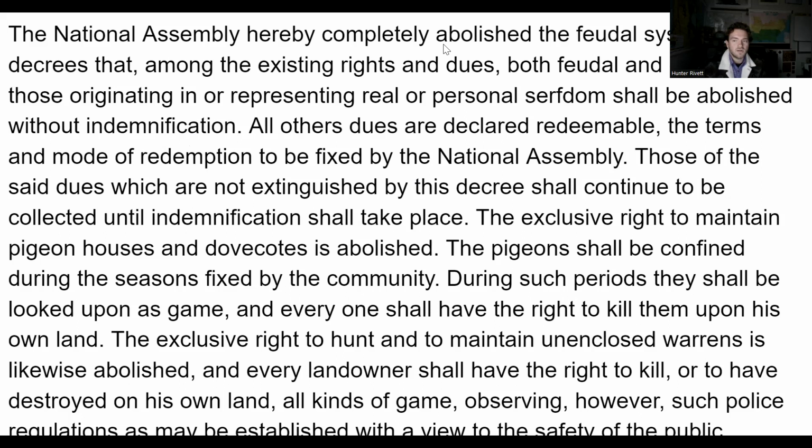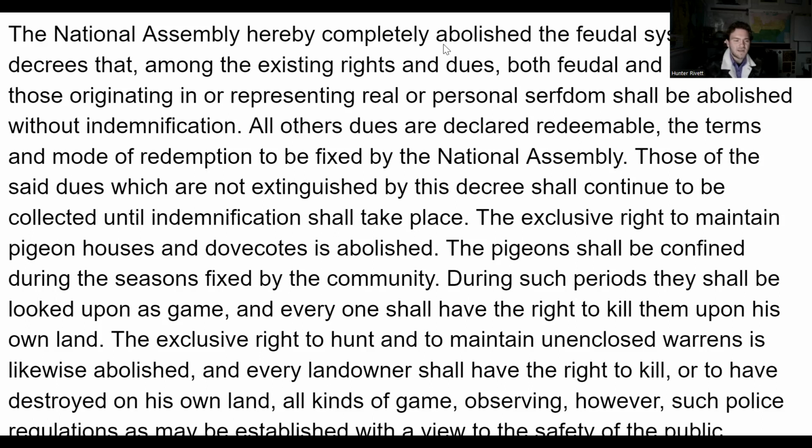All other dues are declared redeemable, the terms and mode of redemption to be fixed by the National Assembly. Those of the said dues which are not extinguished by this decree shall continue to be collected until indemnification shall take place. Next, you know, we've talked about hunting and sport in this class, stuff I love, I wish I could be doing right now, and I may if it stops raining, right?